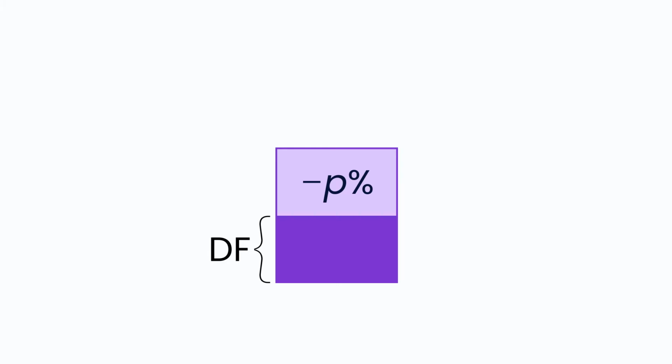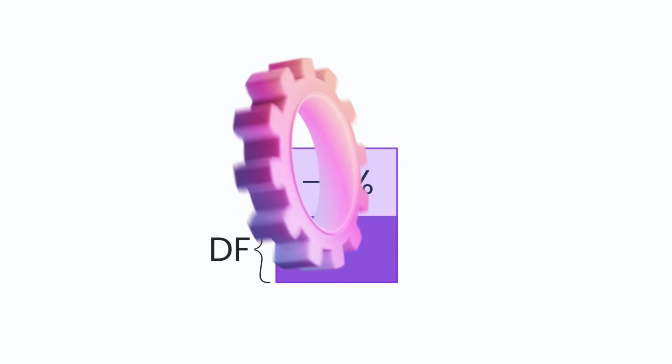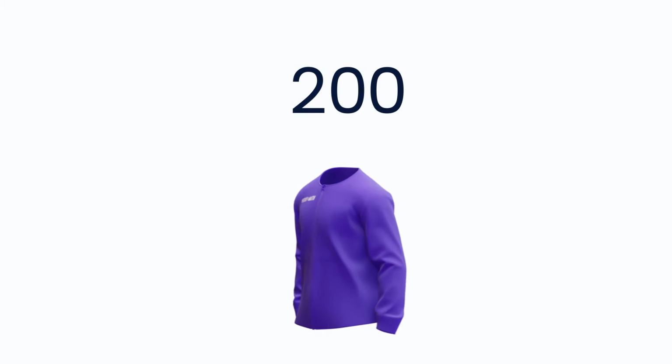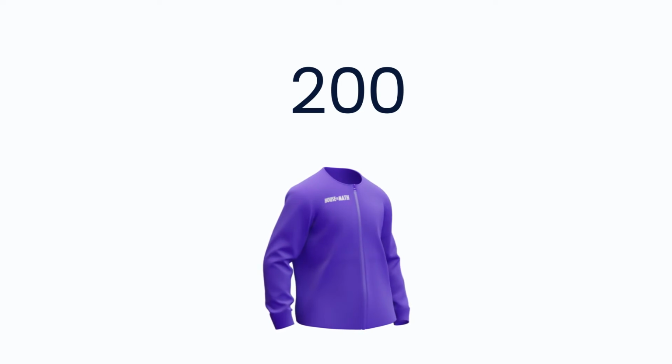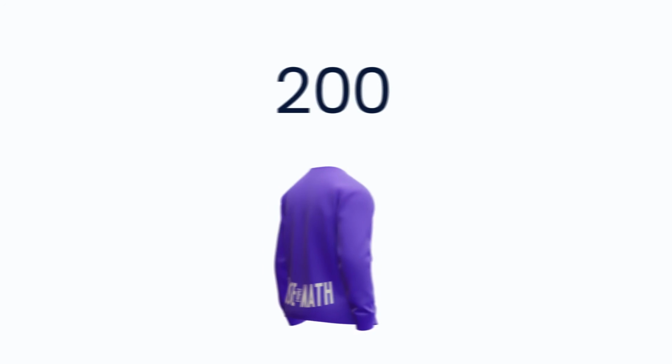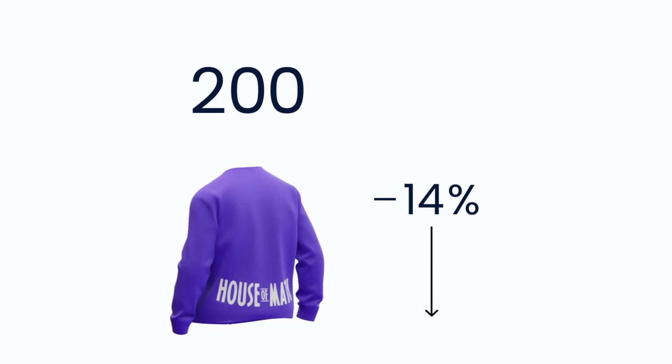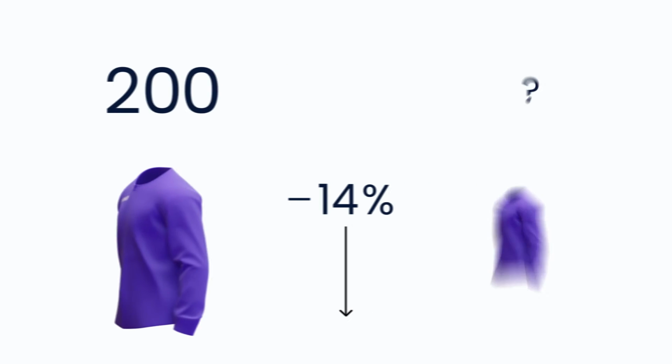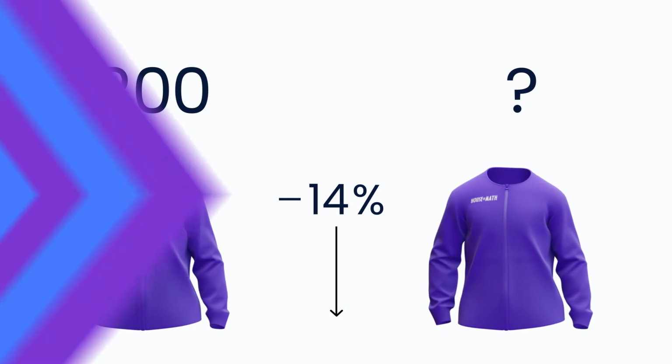Let's look at an example, first solving it without using a decay factor, and afterwards using a calculation with a decay factor. Say a clothing store sells a jacket with an initial price of $200, but there will be a sale once the summer is over, when the price will decrease by 14%. So you want to find the price of the jacket after summer.